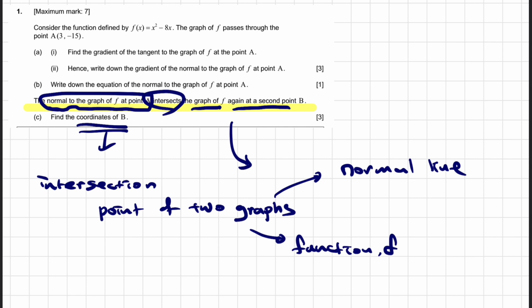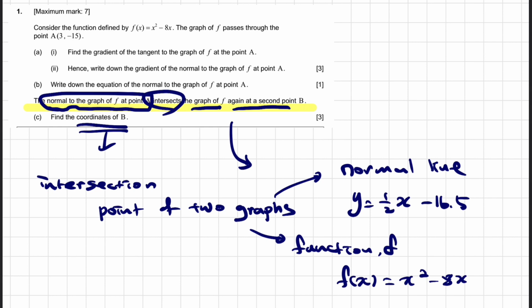From question B, we know the normal line has the equation y equals 1 over 2 x minus 16.5, and the function f has the equation f of x equals x squared minus 8x. There are several ways to solve this question. If you want to solve it manually, you can set these two equations equal to each other and solve for x and y.